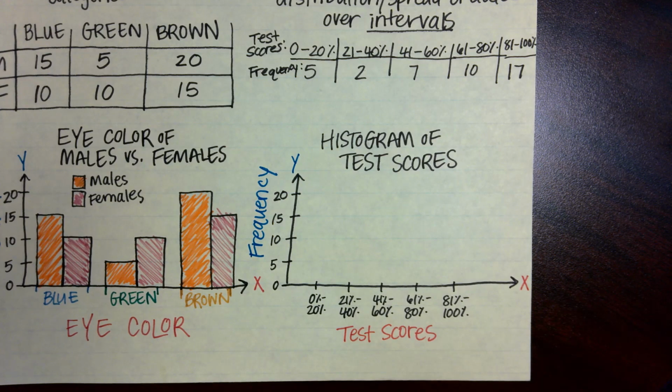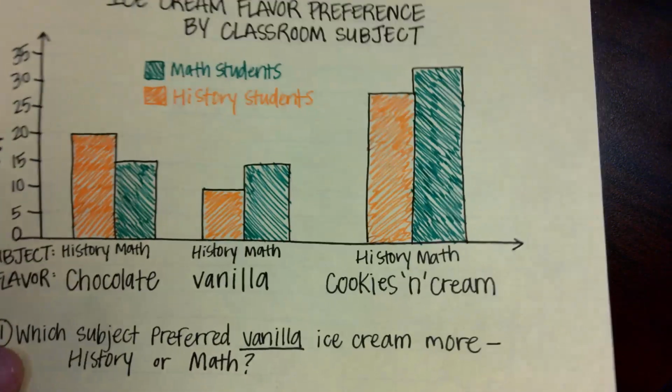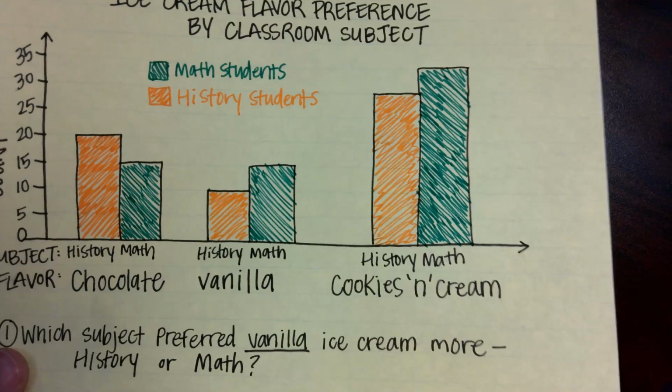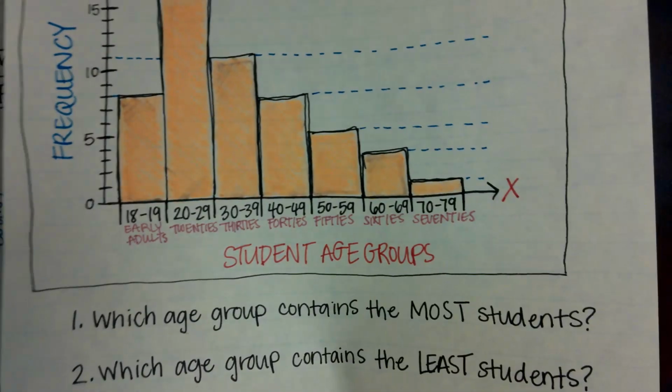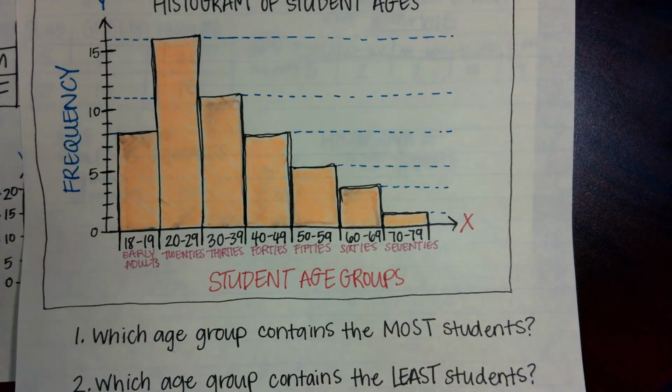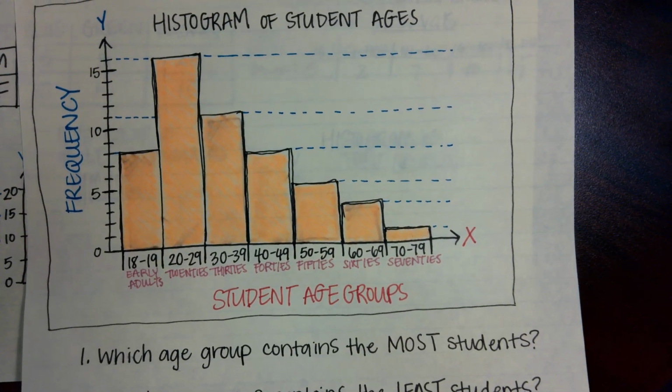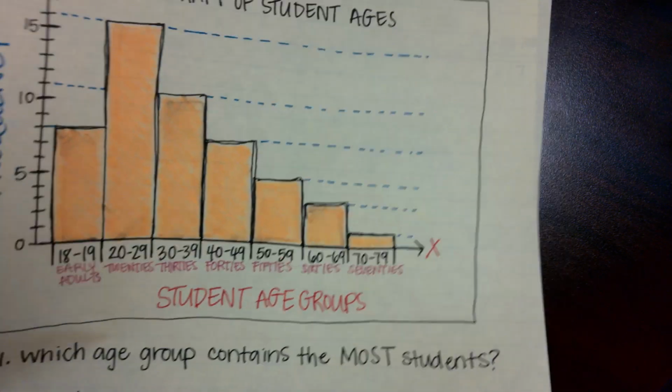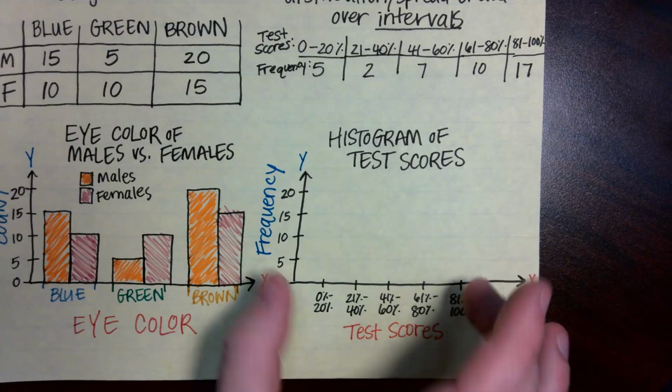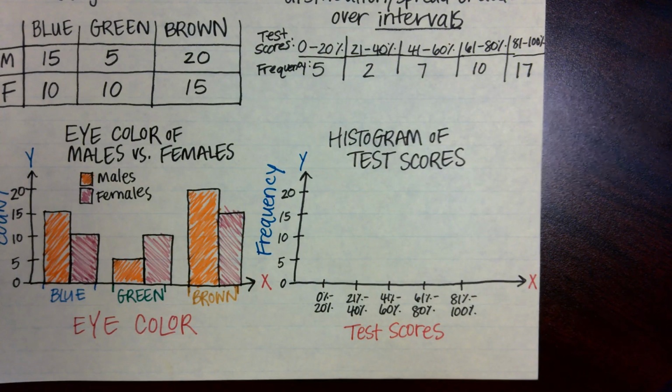Now, the big difference between a histogram and a bar graph is where the bars are spaced. So if you'll notice in the handout I gave you, bar graphs have space in between their bars. Histograms do not. You want them all touching, just like this. So what we're going to do is just plot our data on this histogram. We're going to draw bars, and we're going to make sure that everything is touching.